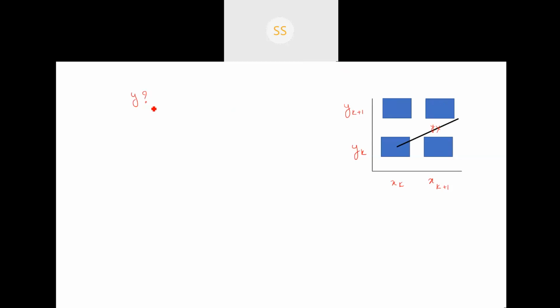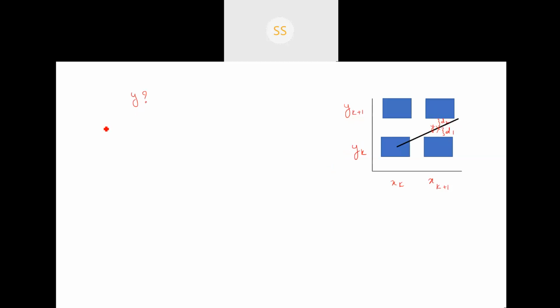The value of y can be determined by finding the distance. Children, you need to find the distance of this point y which you need to plot on the line. What is the distance of y from the pixel at the position having a y coordinate value of yk? Let us call that distance d1. Then I need to compute the distance between the point y and the pixel having the y coordinate value yk plus 1. Let us call that distance d2.